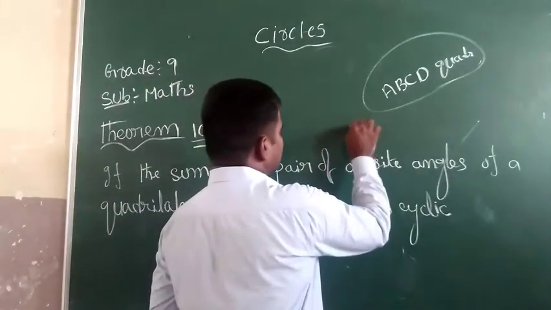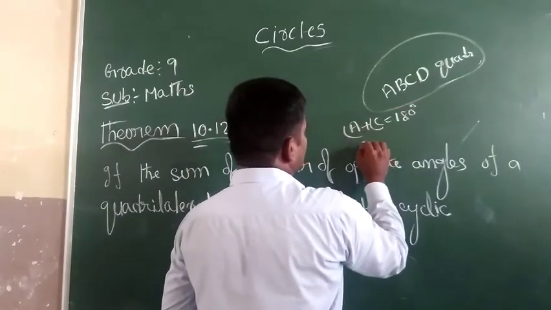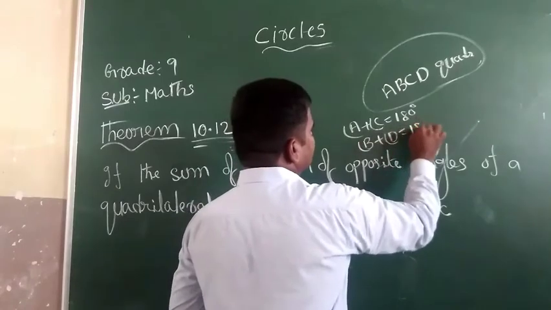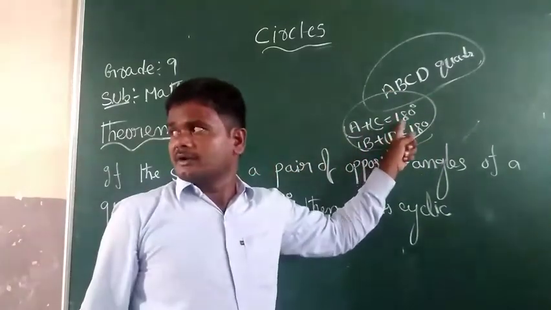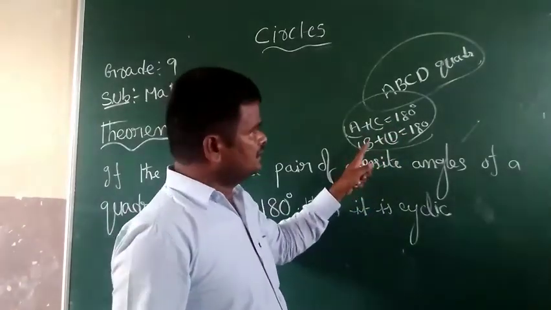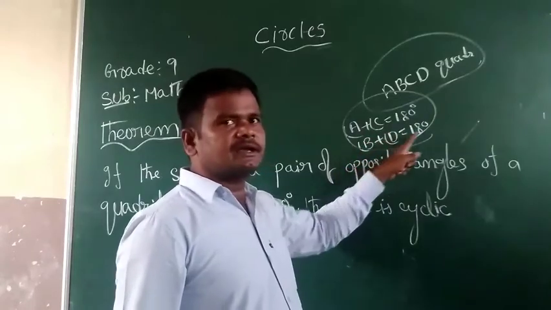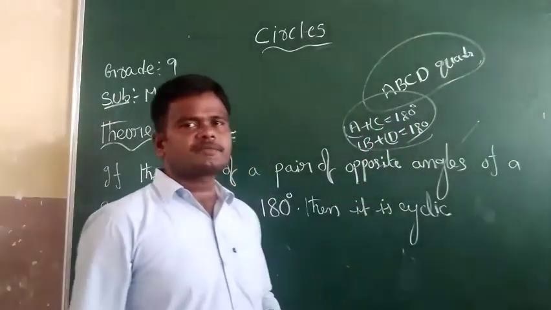So here angle A plus angle C equals 180 degrees and angle B plus angle D equals 180 degrees. So the sum of the pair of opposite angles is 180 degrees. Then the quadrilateral is a cyclic quadrilateral.